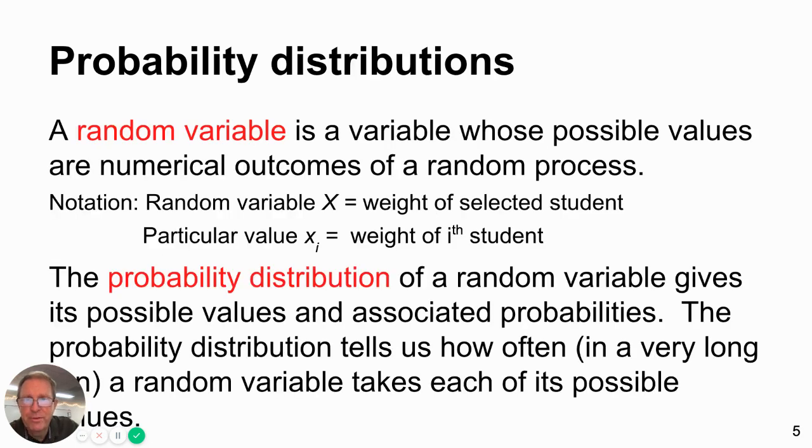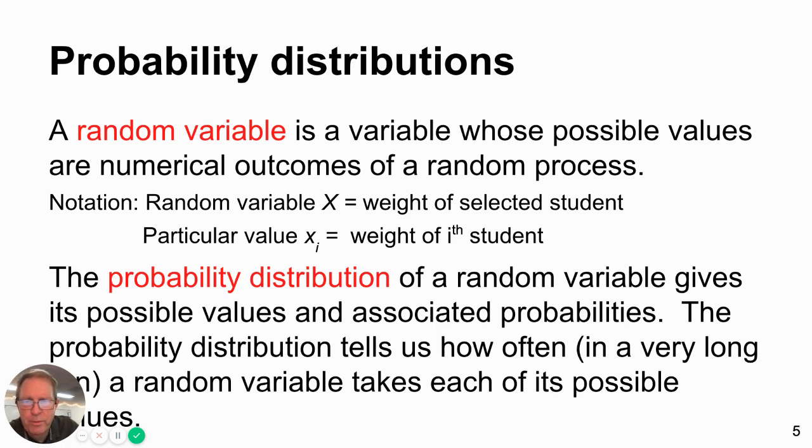A random variable in this context is a variable whose possible values are numerical outcomes of a random process. I want to just note here the difference in notation. If we use a capital letter for a random variable, that is referring to the variable itself, the weight of a selected student. If we use a lowercase letter to represent a random variable, then we're referring to the value of a particular student, the ith student.